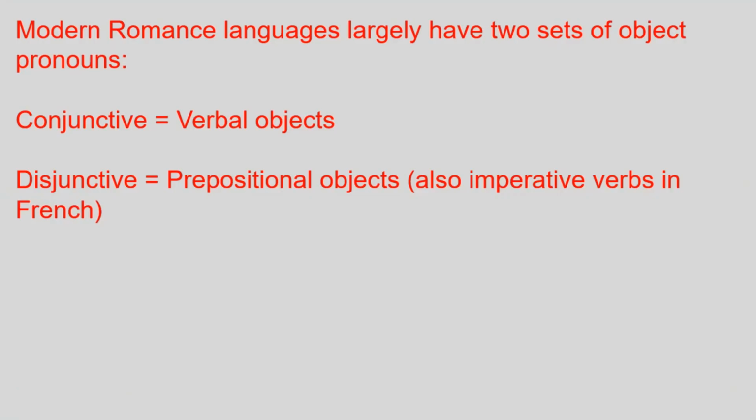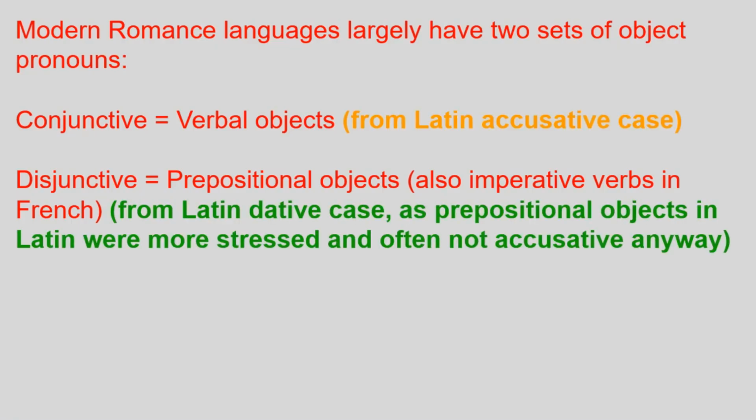Instead of 4 object cases, Romance languages today largely have 2 sets of object pronouns: conjunctive, the verbal objects, and disjunctive, the prepositional objects. Since prepositional objects tend to be more stressed than verbal objects, and in Latin they were often not accusative, this has led to the modern verbal objects developing from the Latin accusative case and the modern prepositional objects developing from the Latin dative case.